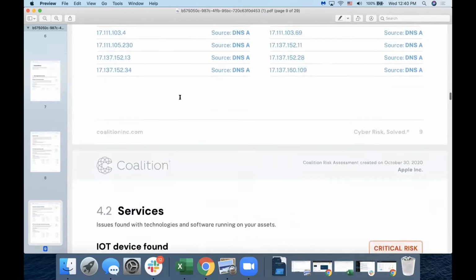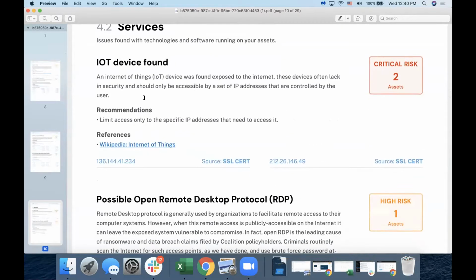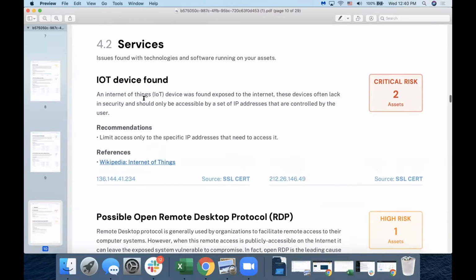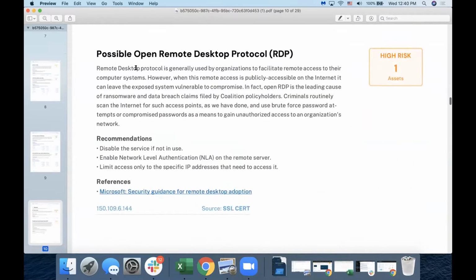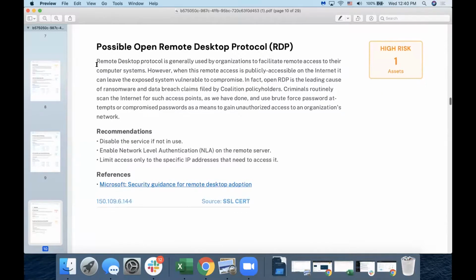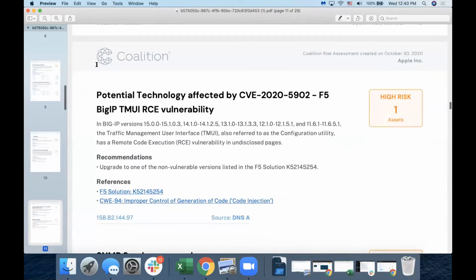So I'm just going to fly through this. These are the services, the Internet of Things devices that are there, and open remote desktop protocol. We spent a lot of time on this. Many individuals in our prior risk assessment, we didn't identify RDP in the risk assessment. So having that publicly visible, available to you and your client here in the cyber risk assessment is a great improvement.